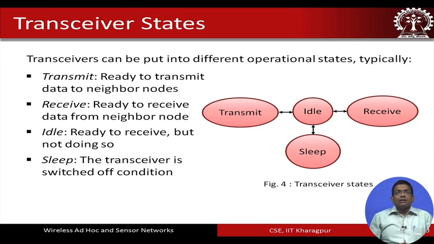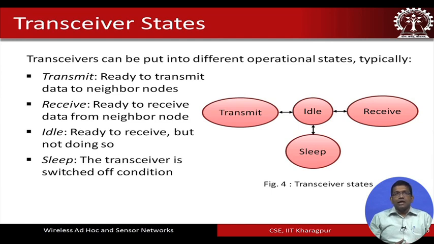The transceiver can operate in these states. We can see the 4 states in the slide in front of us. It can be in the idle state, the transmit state, the receive state, or the sleep state. The transmit state is when the node is ready to transmit data to the neighbor nodes. In the receive state, the node is ready to receive data from the neighbor nodes.